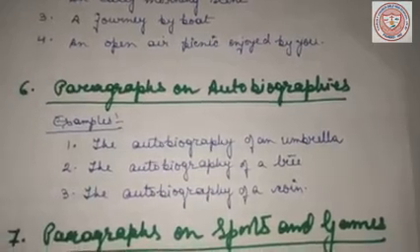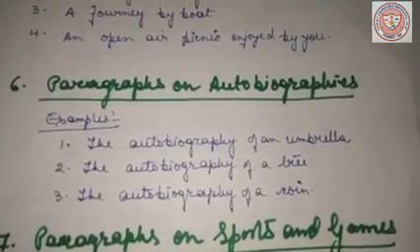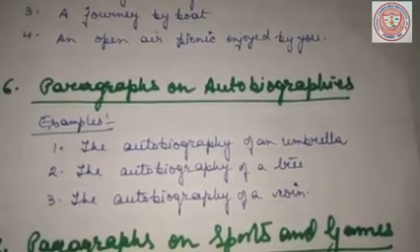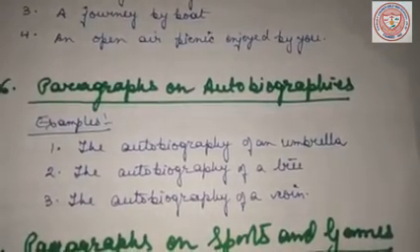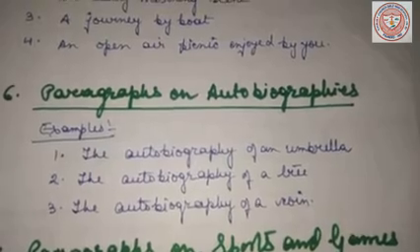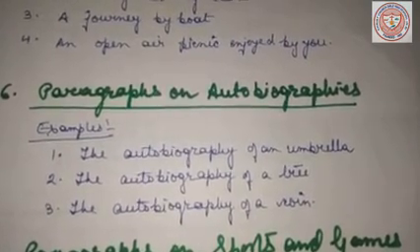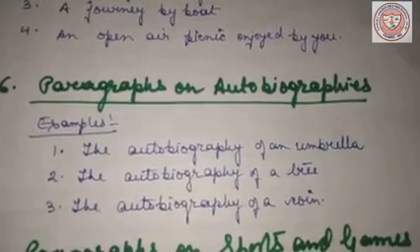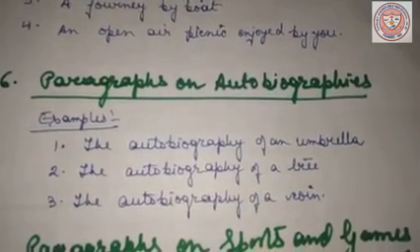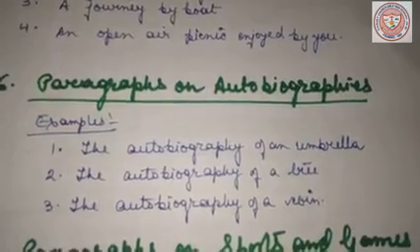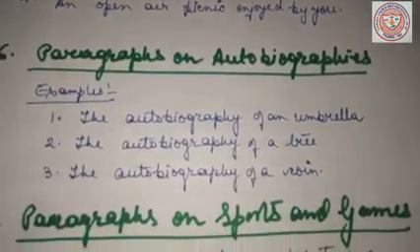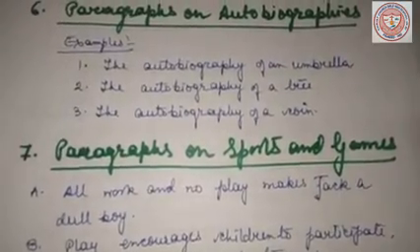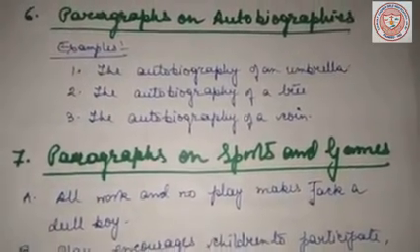So examples in this category would be the autobiography of an umbrella. Very interesting, right? You have to completely imagine or visualize and think yourself to be an umbrella. Then only you can write about the umbrella. The autobiography of a tree. You have to think yourself to be a tree and then you can write about that tree. The autobiography of a coin. Very interesting. So writing an autobiography is really very creative and imaginative.